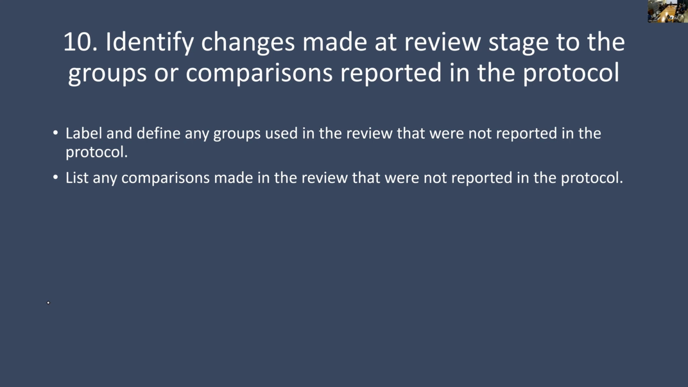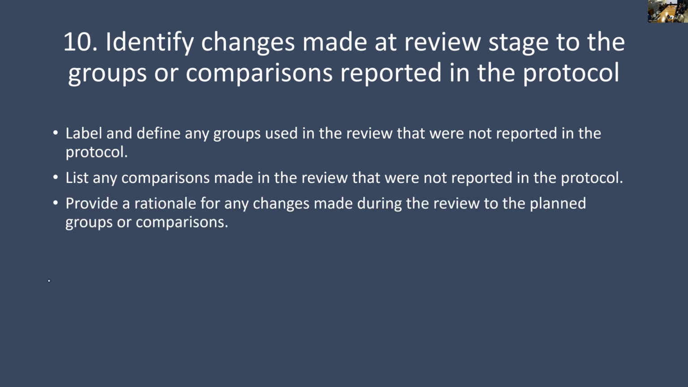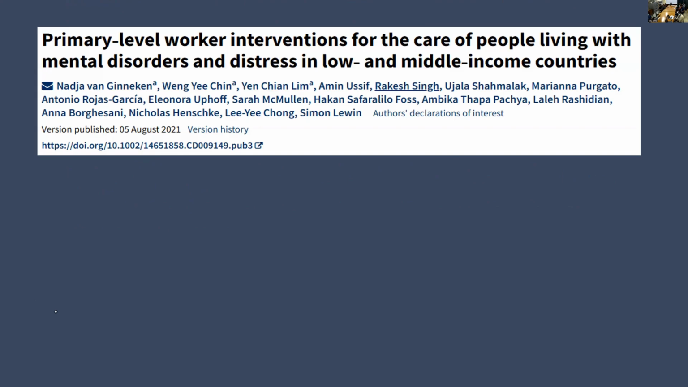There may be some new group that had emerged that we were not able to identify while we were planning for it, or any potential effect modifier that we have found. Provide a rationale for any changes made during the review to the planned groups of comparisons.